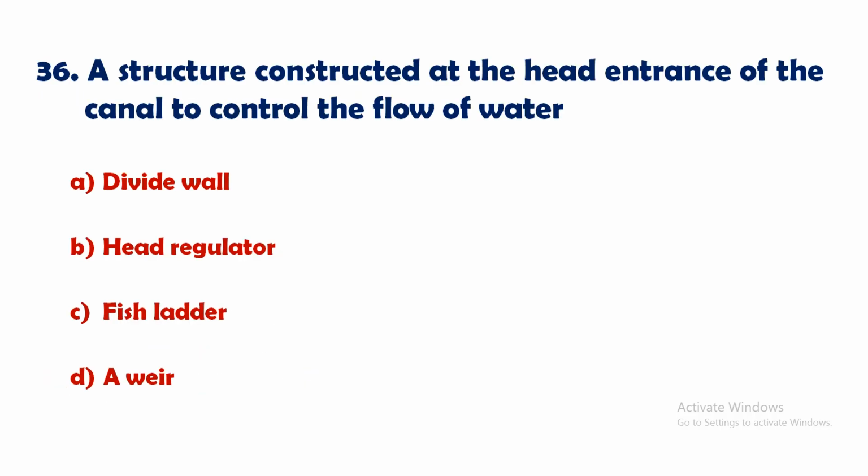A structure constructed at the head entrance of the canal to control the flow of water is called as a divide wall, head regulator, fish ladder, a weir. The answer is, a structure constructed at the head entrance of the canal to control the flow of water is called as the head regulator.